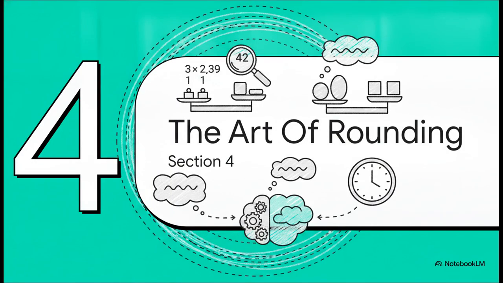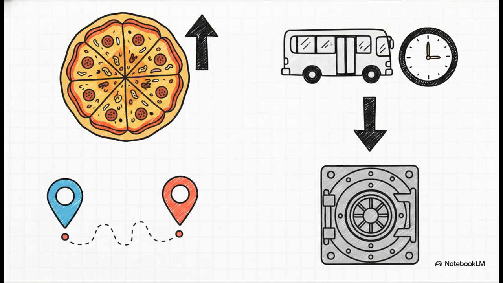Section 4. The Art of Rounding. Let's take a breath and slow things down a bit. We've been doing exact math, but out in the real world, we don't always need to be precise down to the very last decimal. Knowing when to use exact numbers and when it's okay to estimate is the real sign of number fluency. Our text makes a brilliant point. Math isn't just about rigid rules. It's all about context. Think about these everyday scenarios.